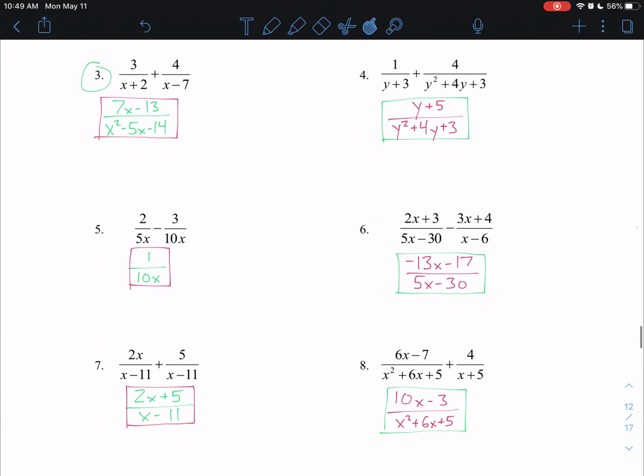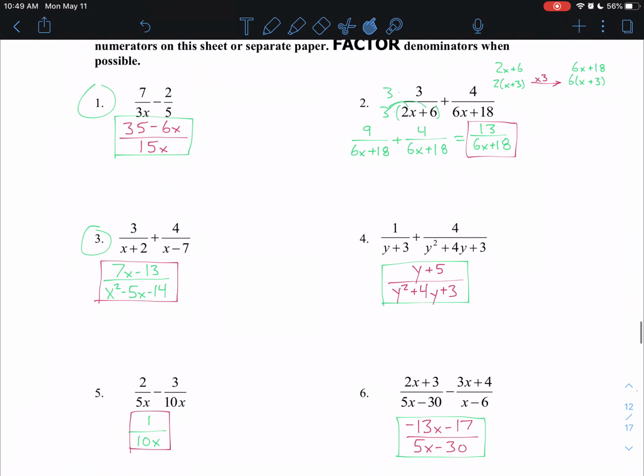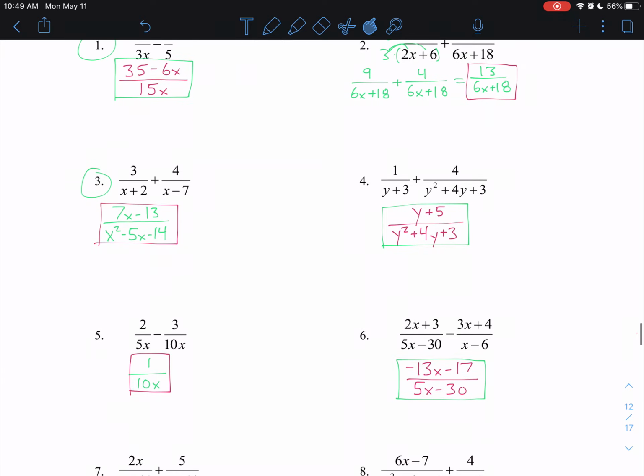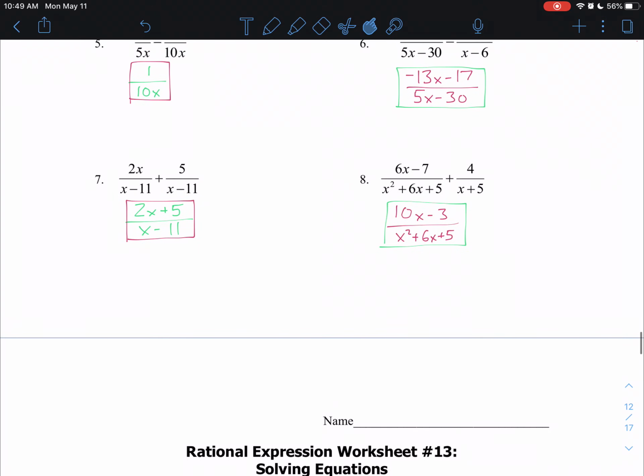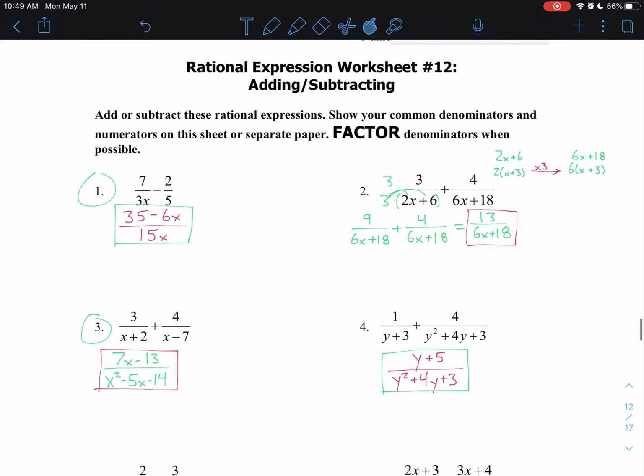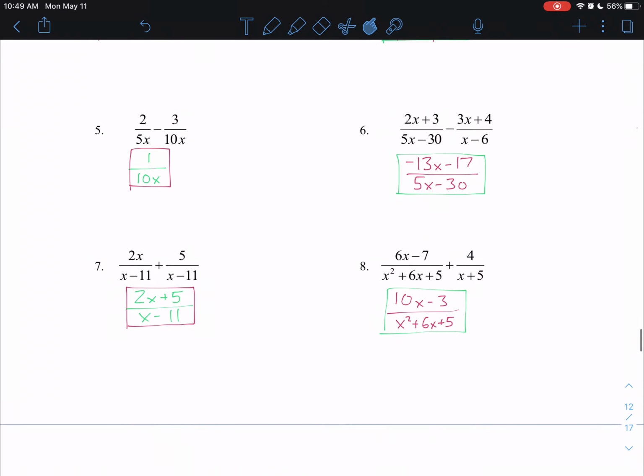The rest of these, y'all were doing pretty fine at this. In the assignment you turned in, it looked pretty good overall. I was quite pleased. So that was adding and subtracting. We've done multiplying and dividing. We've done simplifying. So today, what we're going to be doing is solving equations.